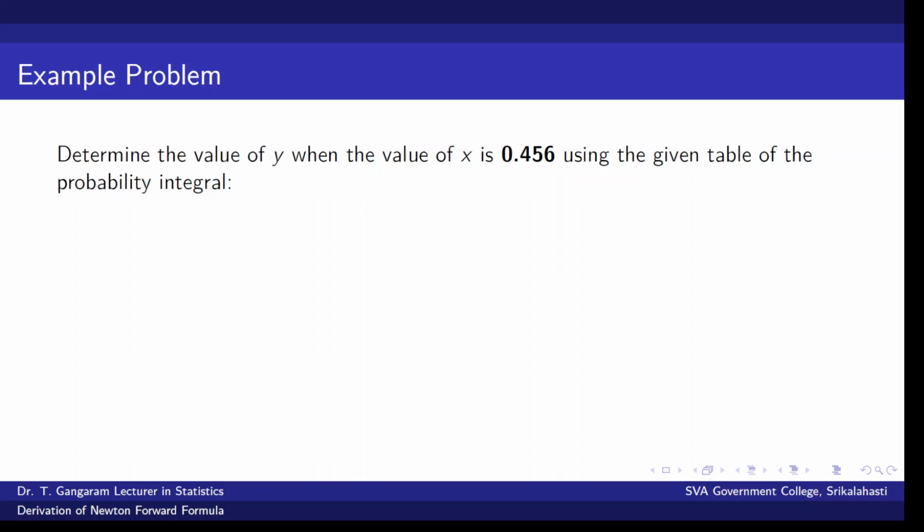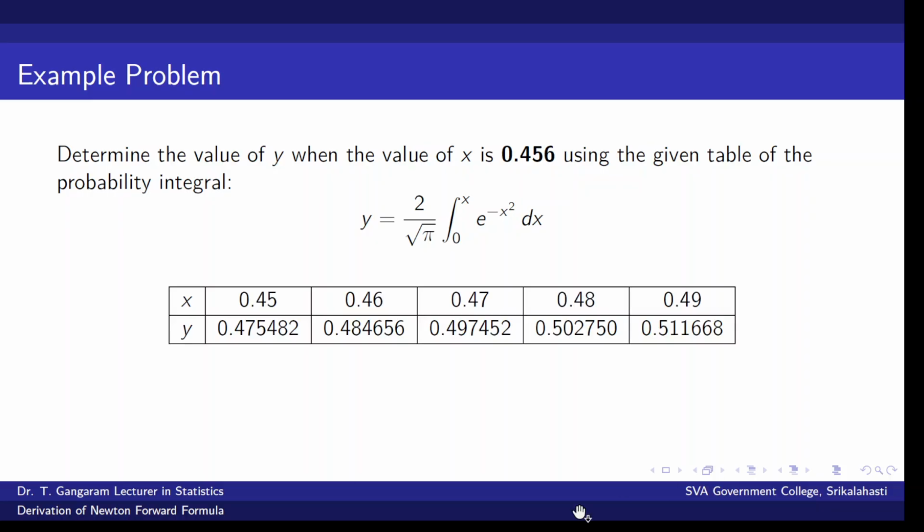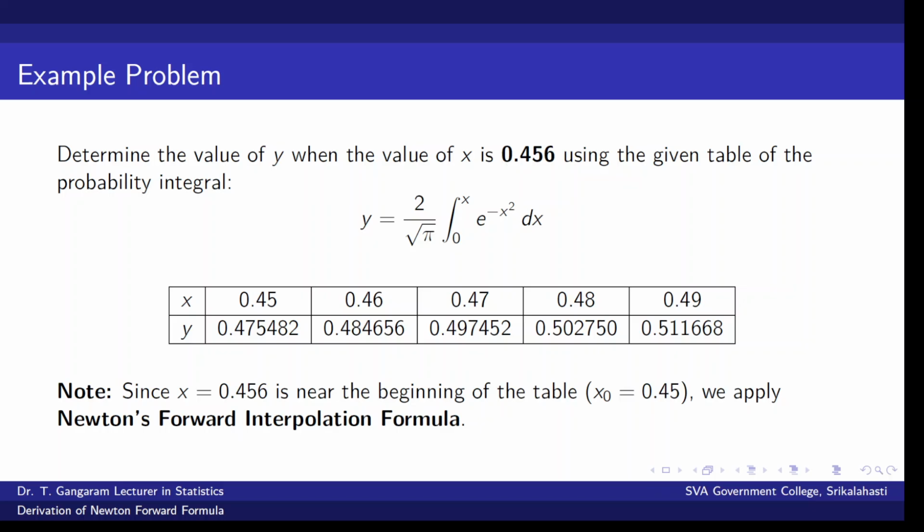Determine the value of y when the value of x is equal to 0.456 using the given table of the probability integral, y is equal to 1 by root 2 pi integral 0 to x of e power minus x square dx. This is the table. When x is equal to 0.45, the value of y is equal to 0.475482. Like that, it is within the interval 0.01. Since the interpolated value x is 0.456, it is in between 0.45 and 0.46. It is near the beginning of the table.